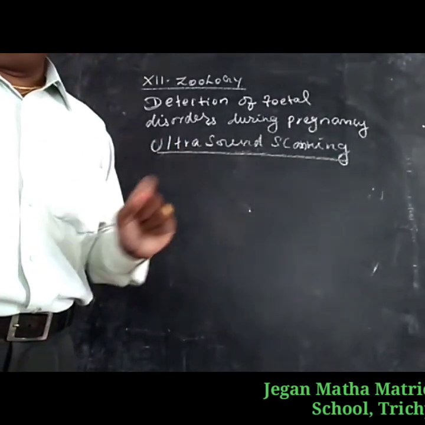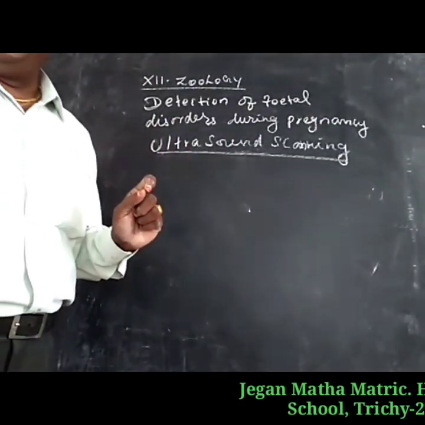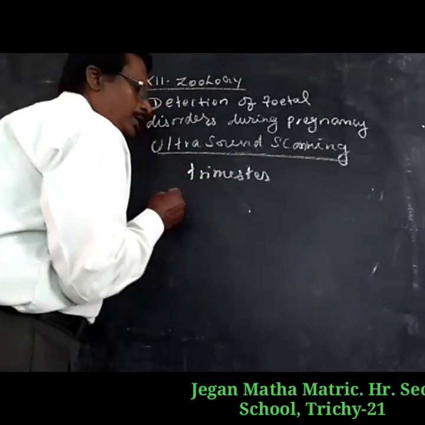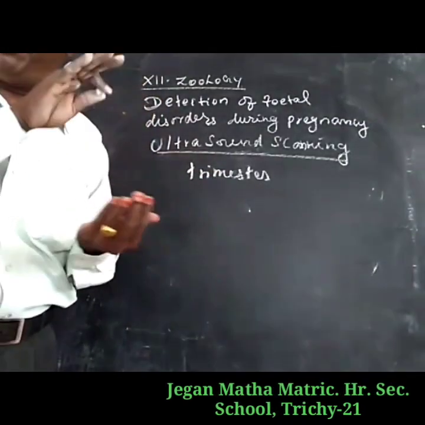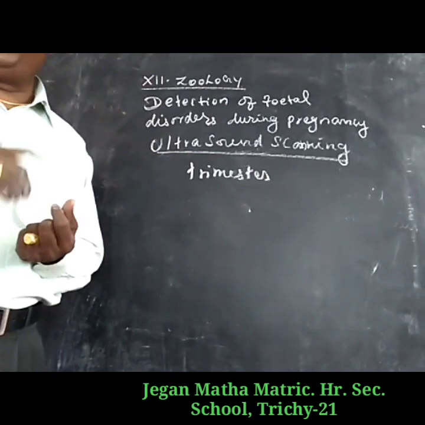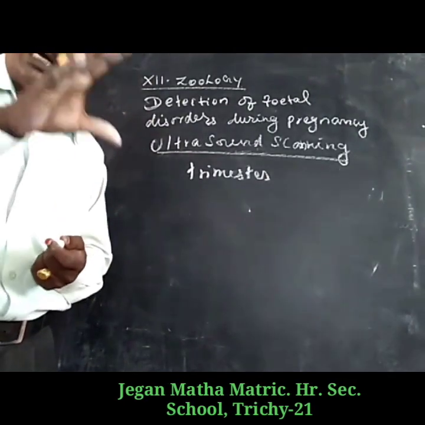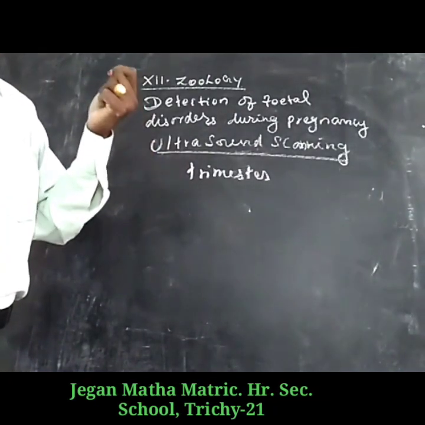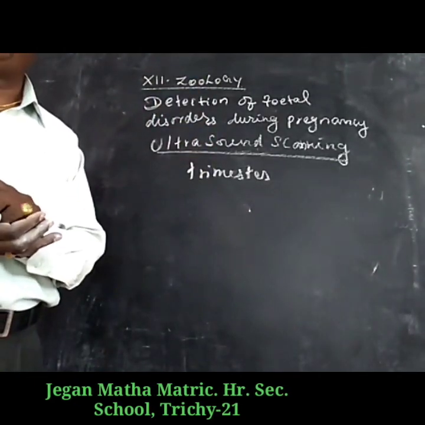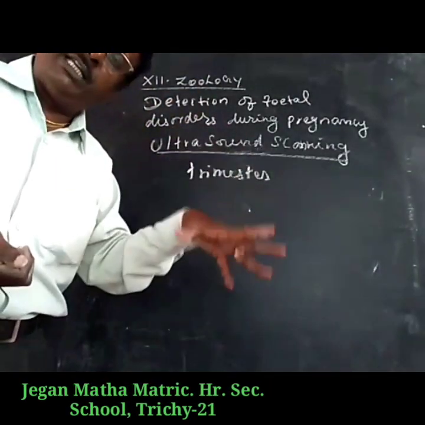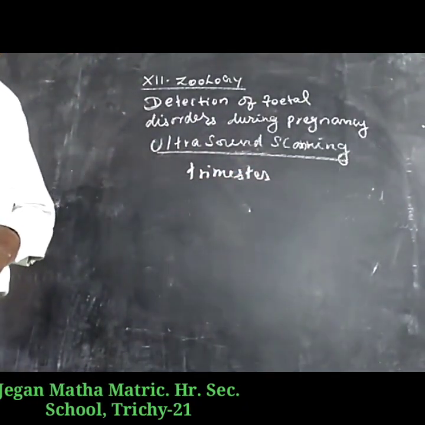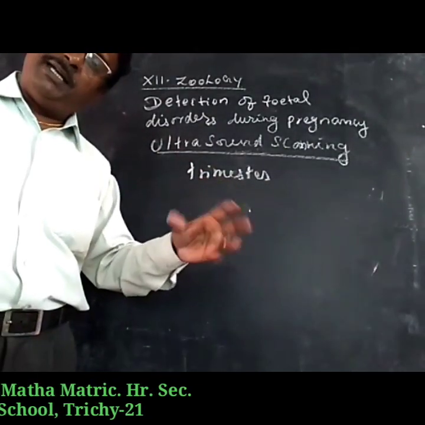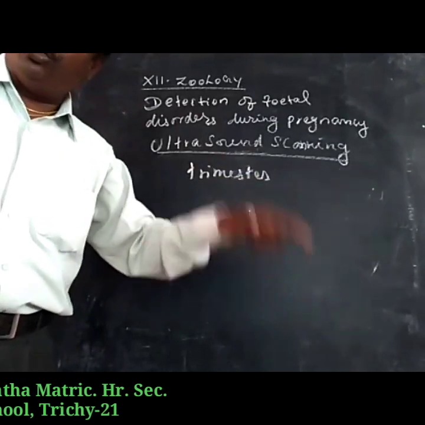Ultrasonography is performed in the first trimester, the early part of the pregnancy. It is used for determining the number of embryos, how many embryos are present inside the uterus, for the assessment of early pregnancy complications, and also for the early identification of any complications that occur in the embryo.